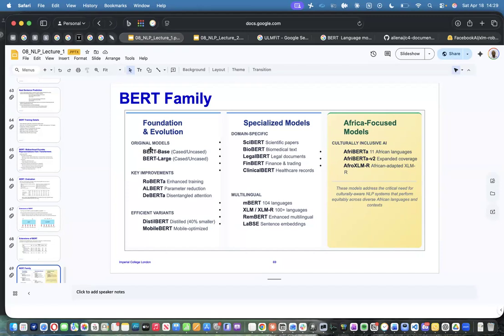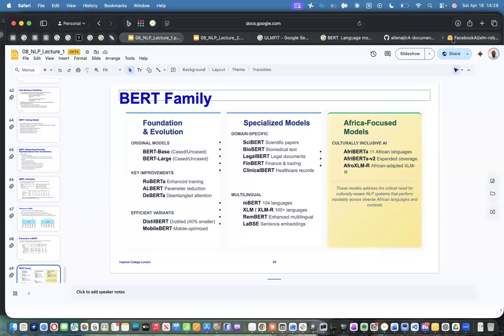Instead of creating a model from scratch, they can now do transfer learning. They take this existing BERT language model and continue training it. So this is what these people do. For example, what AfriBERTa does is that it takes the BERT language model and continues training on 11 African languages.